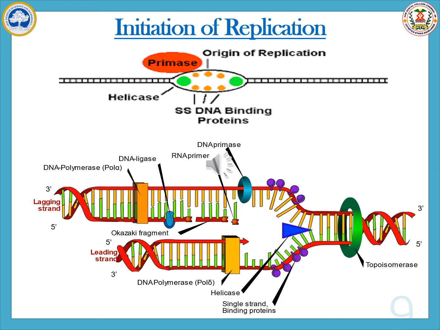The DNA polymerase present in the prokaryotes does not synthesize the strand on its own. It requires an RNA primer in order to initiate the synthesis of the replication. So the prokaryotes require an RNA primer in order to initiate the synthesis. Thereby the primase enzyme synthesizes the RNA primer. This in turn helps the DNA polymerase to elongate the strands of the DNA.